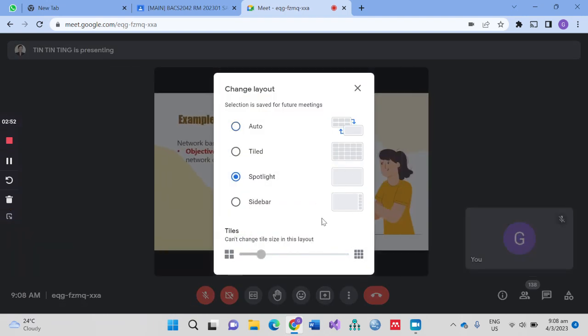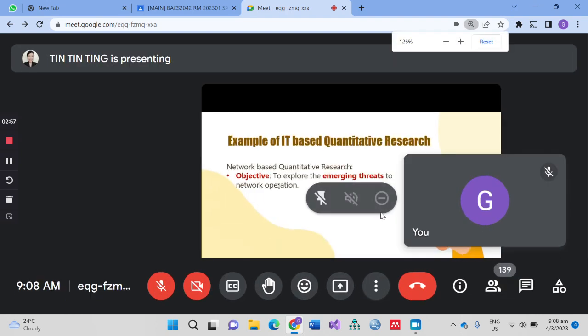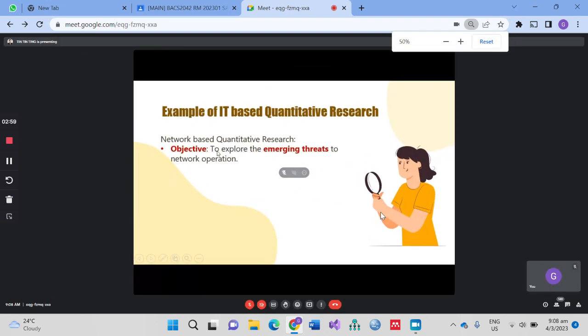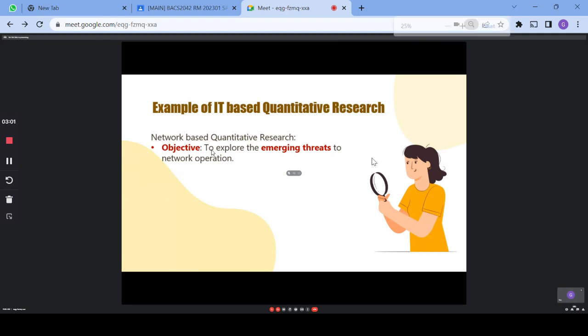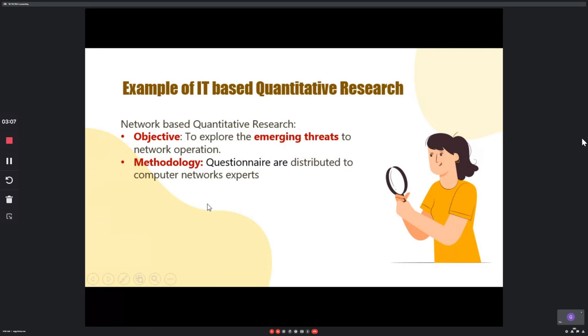The objective, again, should start with the word "to": to explore the emerging threats to the network operation. This is their objective. And the methodology used is a questionnaire distributed to computer network experts. So the experts are going to answer the questionnaire.